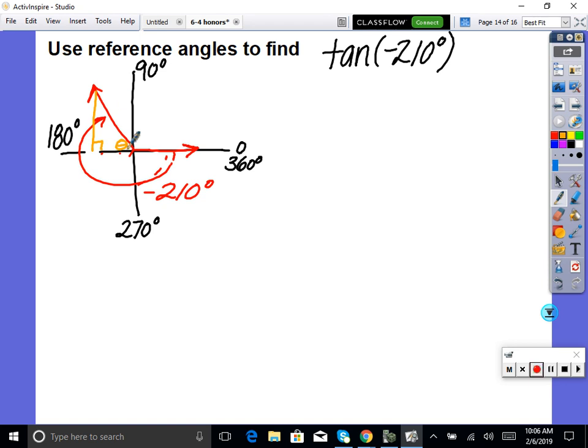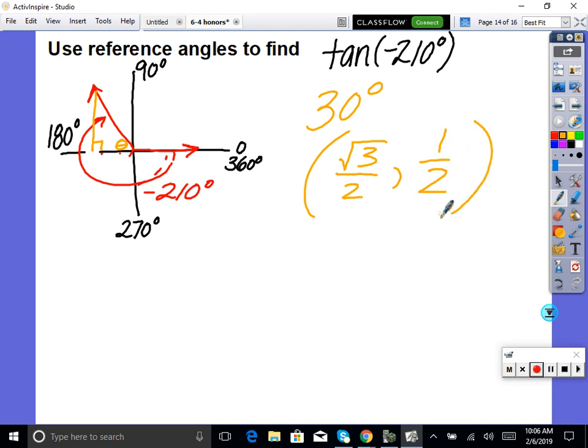Okay, what would be the distance then? This is 30 degrees. Okay, so you'd say my reference angle is 30 degrees. At 30 degrees, my xy point is root 3 over 2, comma, 1/2. Agreed? Then from there, you'd say because we're in quadrant 2, it's negative x. And then our tangent at that would be y over x, 1/2 over negative root 3 over 2.